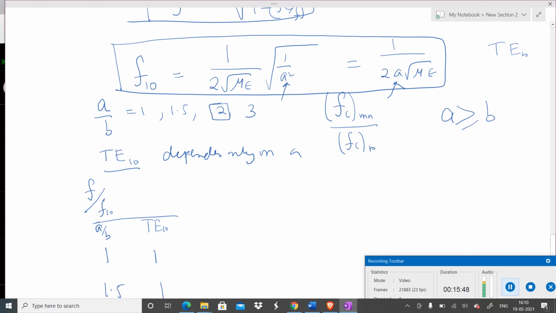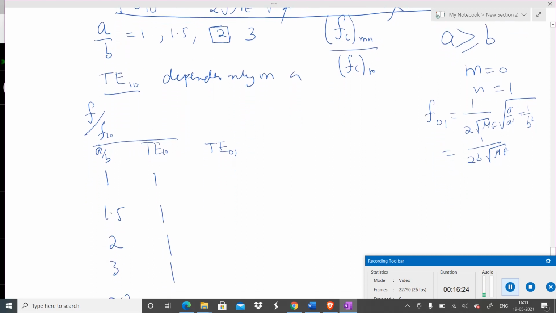Now let's consider another, that is the TE01 mode. TE01 mode means that M is equal to 0, N is equal to 1. So when we put that, we get f01 equal to 1 over 2 under root mu epsilon under root of, the first term is 0 by A square plus 1 by B square. So it is 1 over 2B under root of mu epsilon. Nice. Now what will be the ratio?